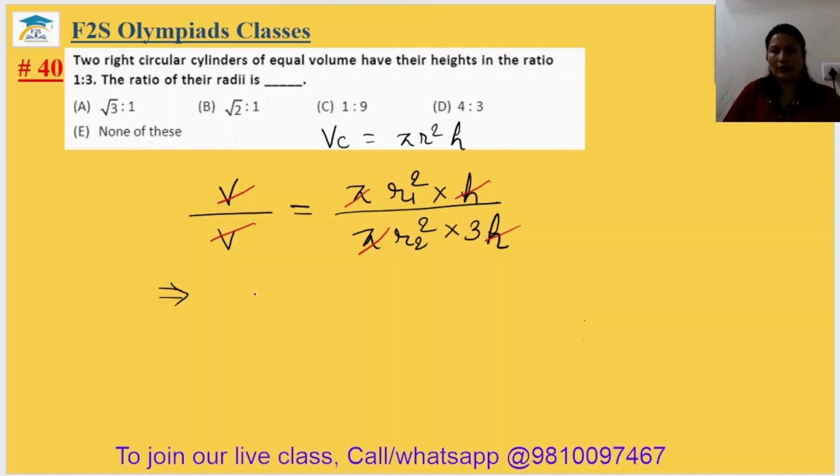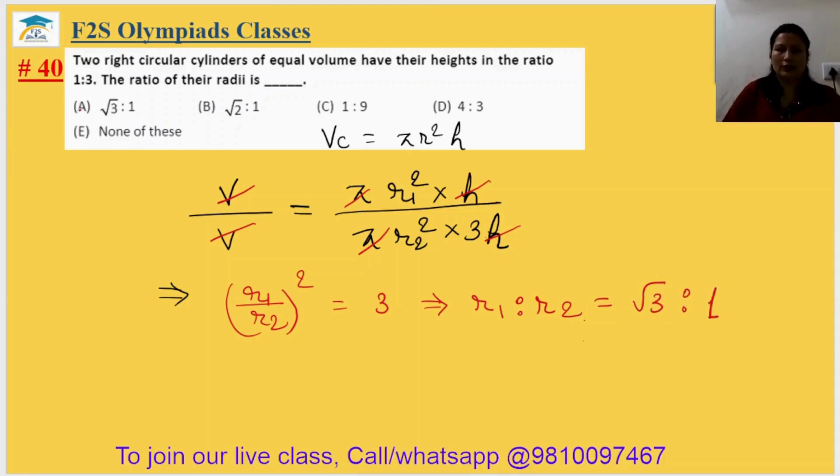So we can just write r1 by r2 का स्क्वायर इक्वल टू 3. So this implies r1 is to r2 equal to root 3 is to 1. It is in the option number A. तो 40 का आंसर हो जाएगा ऑप्शन A. Okay.